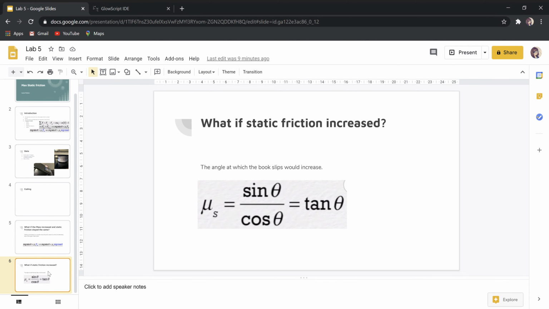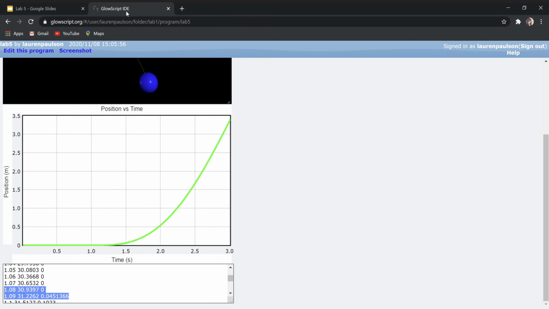Now, what if static friction was increased? If the component of static friction was increased, the angle at which the book slips would increase, because once we cancel out mass and gravity, we get this equation. The component of static friction is equal to the tangent of the angle, meaning as static friction increases, the tangent of the angle increases, meaning the angle itself would have to increase.